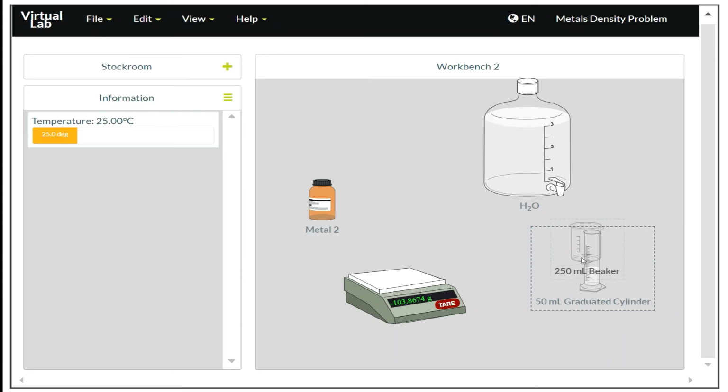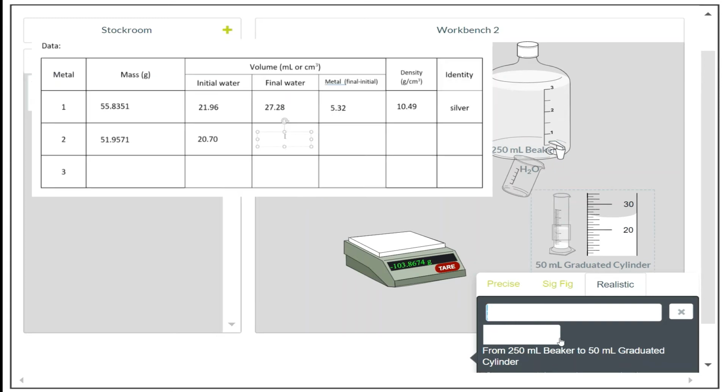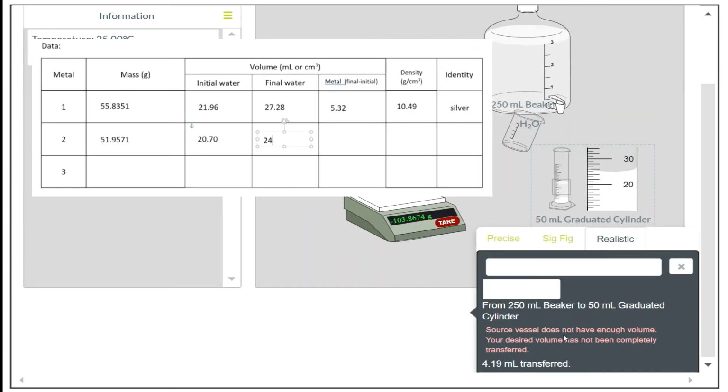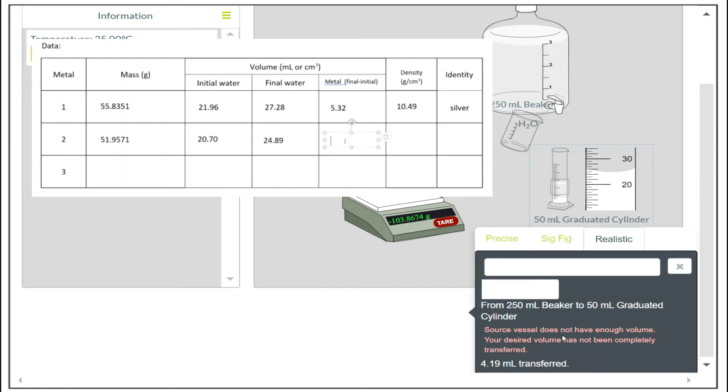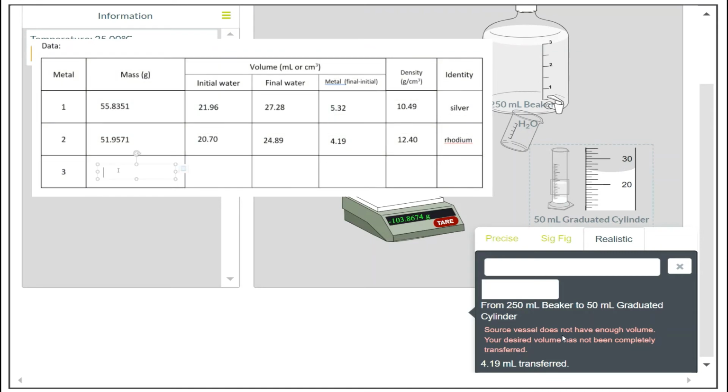After that, we transfer metal 2 from the beaker into the graduated cylinder and observe the final volume of water, which is 24.89. After calculating the difference, we have the volume of metal, which is 4.19, and with the same formula of density, we obtain 12.40 gram per centimeter cubic. That means it is a rhodium metal.